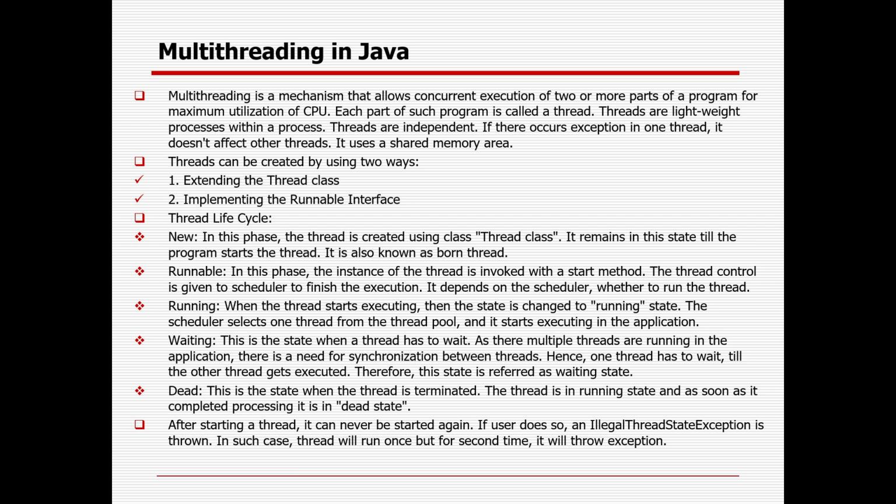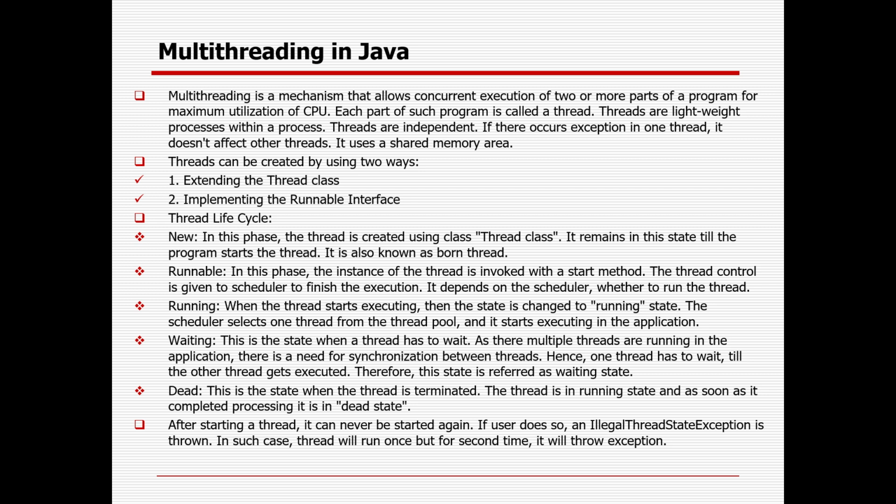Runnable is the second lifecycle phase. In this phase, the instance of the thread is invoked with the start method. So always you need to start a thread with the help of the start method. You cannot start it in the normal way. The thread control is given to the scheduler to finish the execution. It depends on the scheduler whether to run the thread or not.